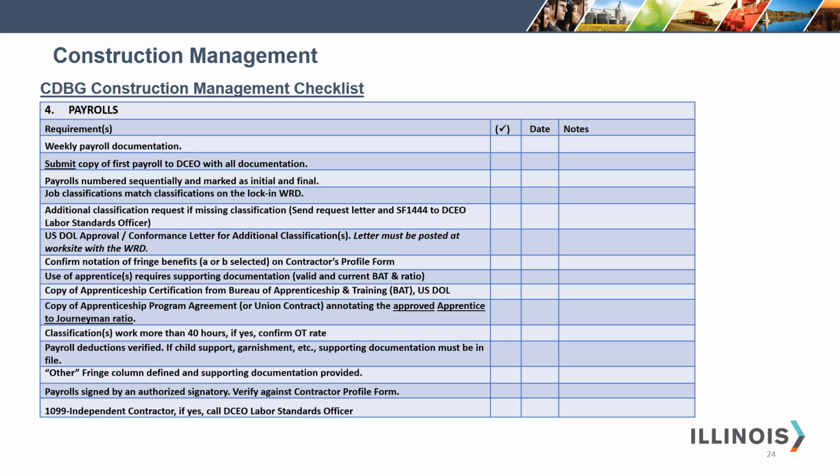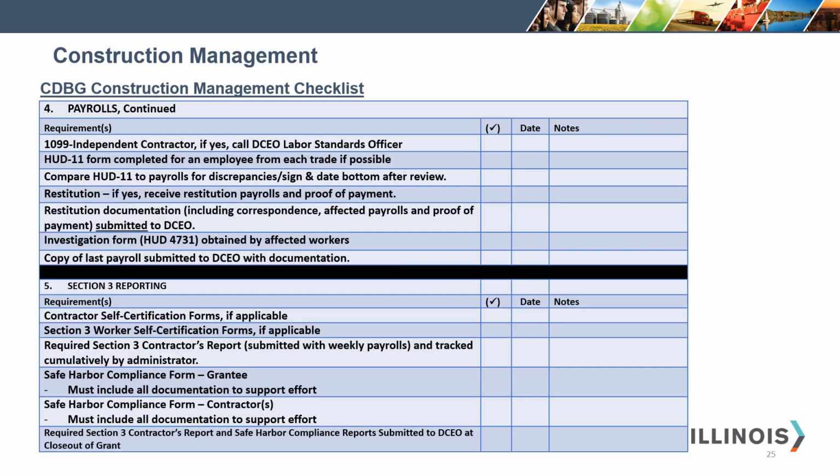If you have a 1099 independent contractor, please call the DCEO Labor Standards Officer if you are unsure how to handle this on your payroll documents. Employee interviews should be conducted and the HUD 11 form completed for an employee from each trade. You should compare the HUD 11 forms to the payrolls for discrepancies and sign and date the bottom after review. If restitution is needed, you should receive the restitution payrolls and proof of payment. All of these documents must be kept in your file.